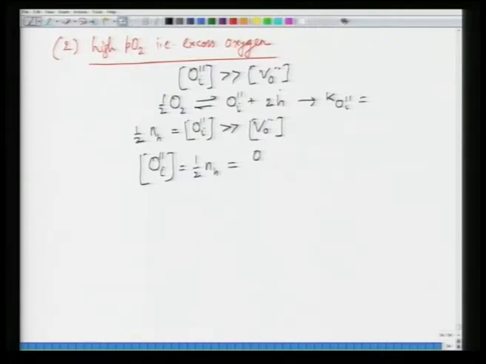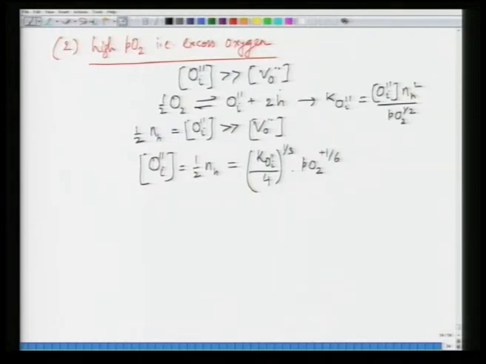So basically what you get is OI, NH square divided by PO to the power half. So OI would be your KOI divided by 4 to the power 1 by 3 multiplied by PO to the power plus 1 by 6. So this would be the expression for your OI and NH.